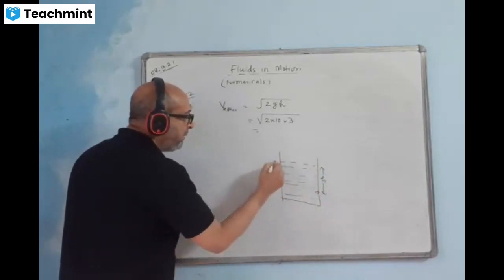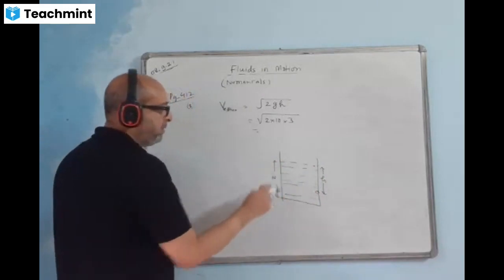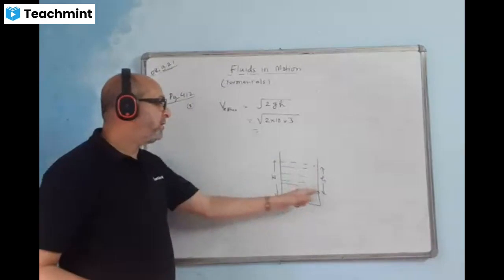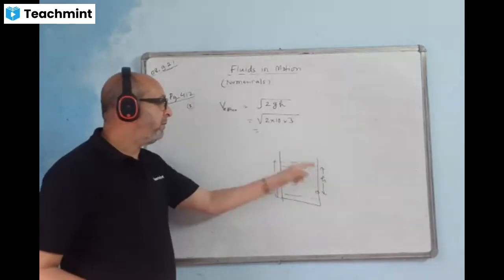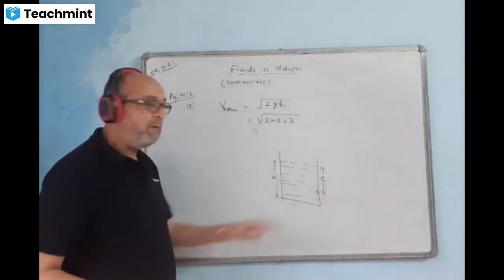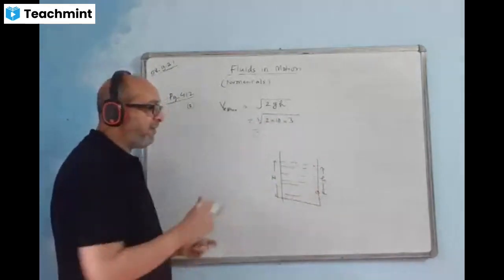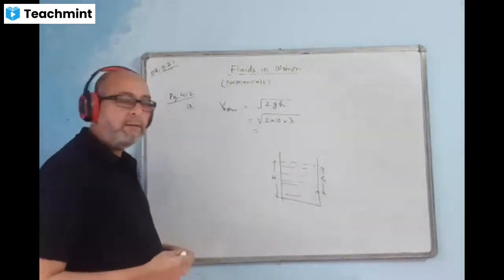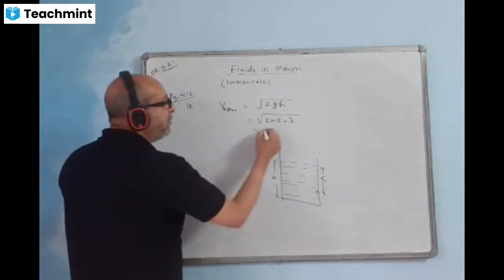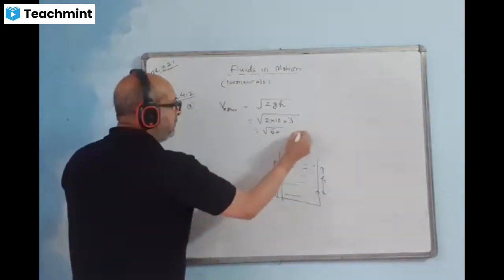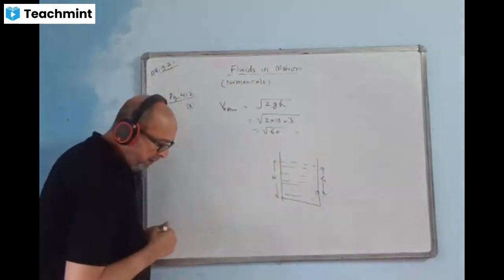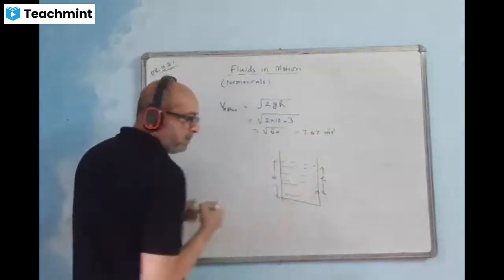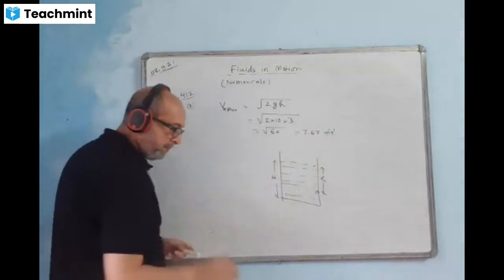Total height we will take as capital H. So they have given total height is 5 meters and the hole is situated at a depth of 3 meters from the water level. So we will take this one, directly 3. Don't take 5. 5 is given just to create confusion in your mind. Your answer will come how much there? See, root 60. Find the answer of root 60. That is the answer, 7.67 meters per second.